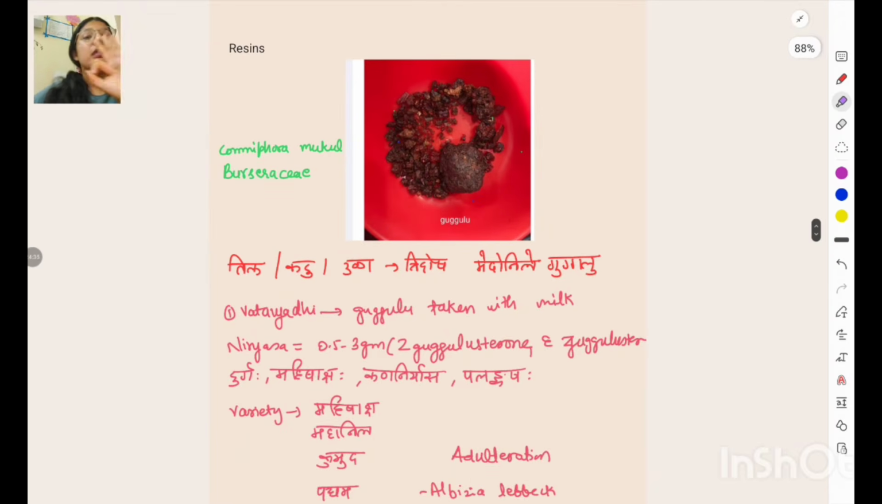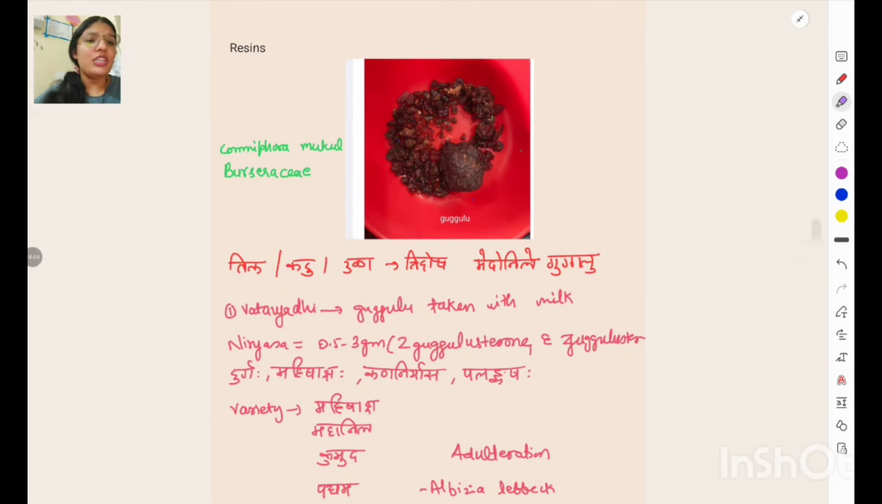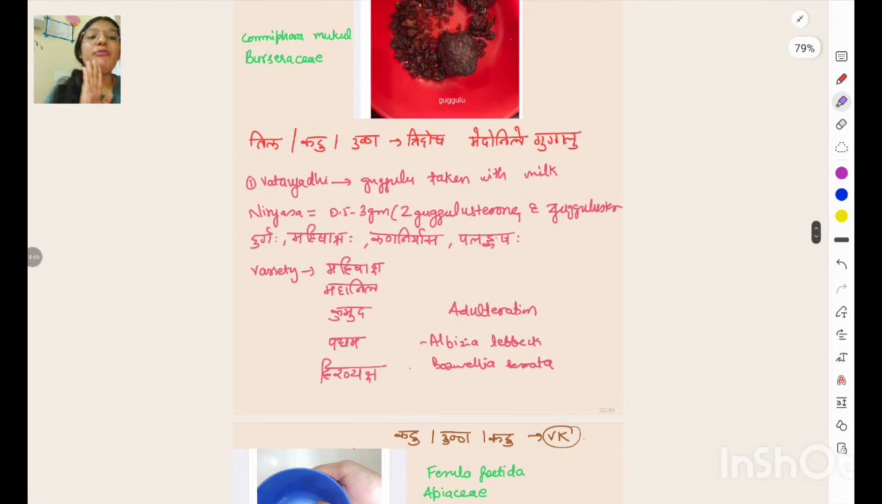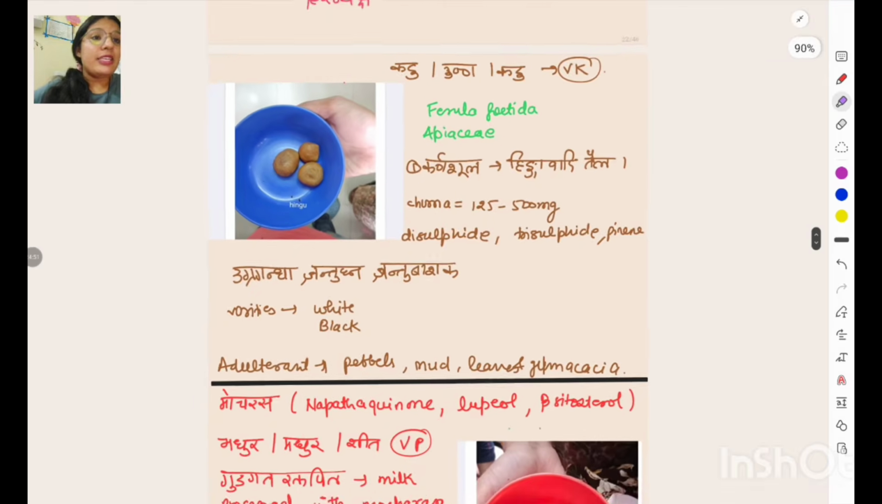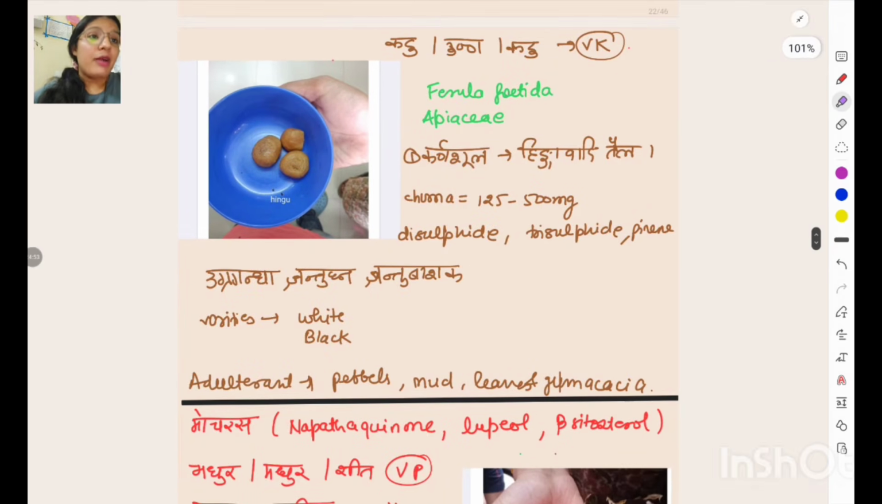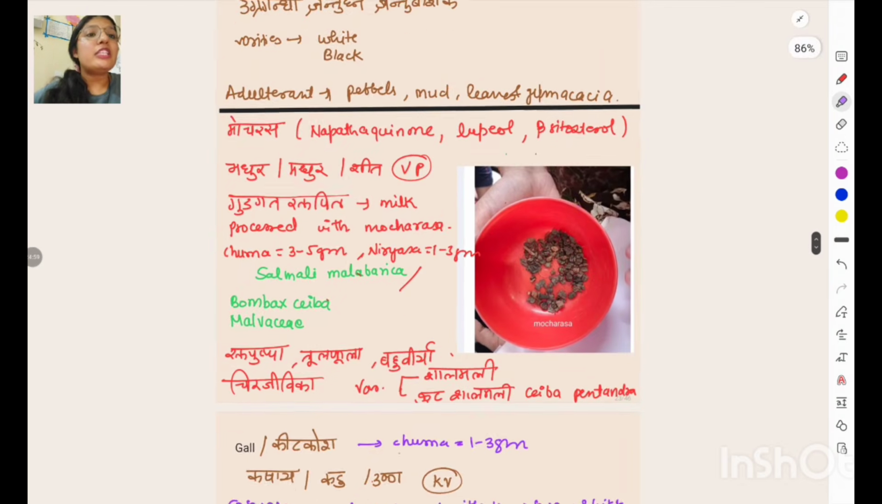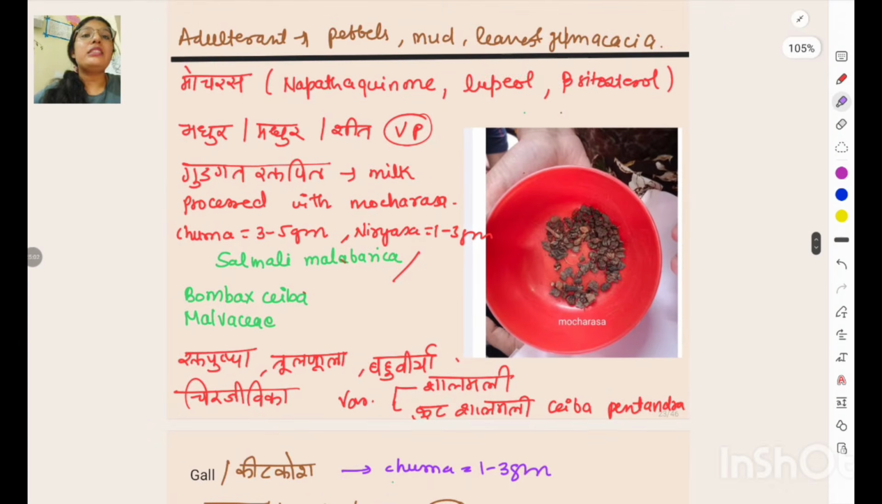Next from resin only 3 are there, so surely out of 3, 1 will be there. One is the Commiphora mukul, Burseraceae family, your favorite Guggulu. As you see the image, and all the important points I have written, 5 main varieties are there. You just don't forget these varieties, okay. Second is your Hingu, Ferula foetida, Apiaceae family. Carminative is used, Hinguadi Taila and all. Adulterant is pebbles, mud and leaves. And the third one is Mocharasa. Actually Mocharasa is the resin of the Shalmali plant, okay. Salmalia malabarica or Bombax ceiba.